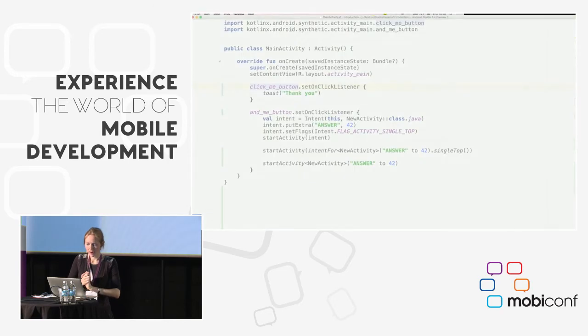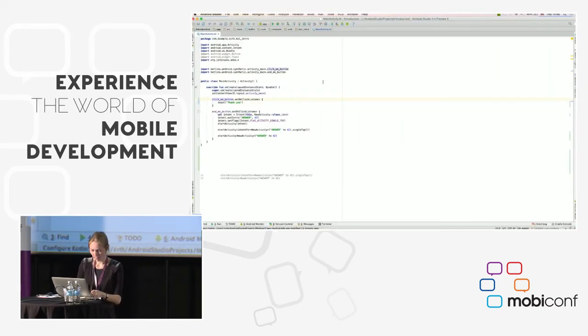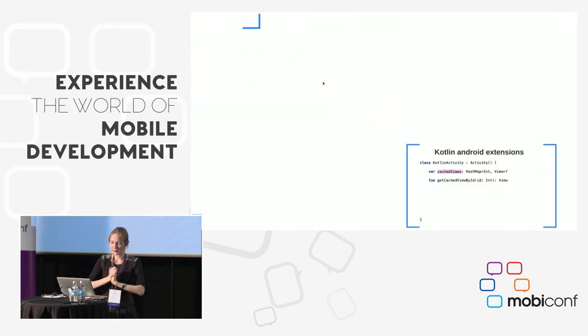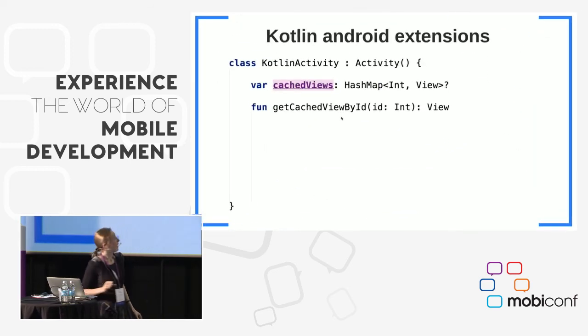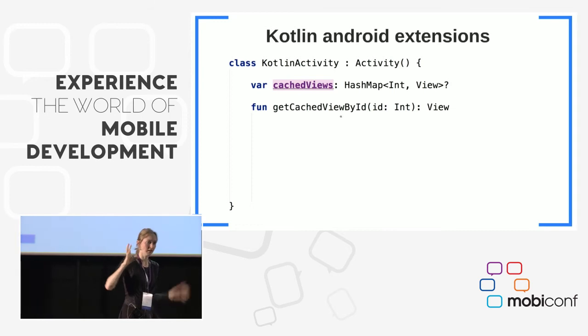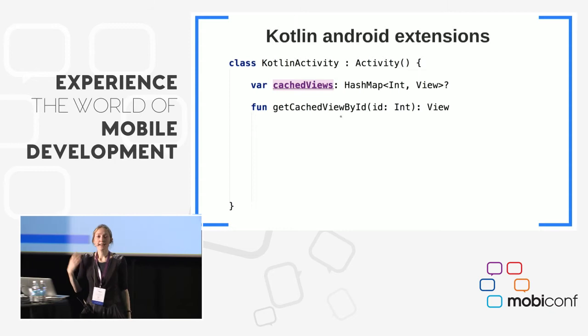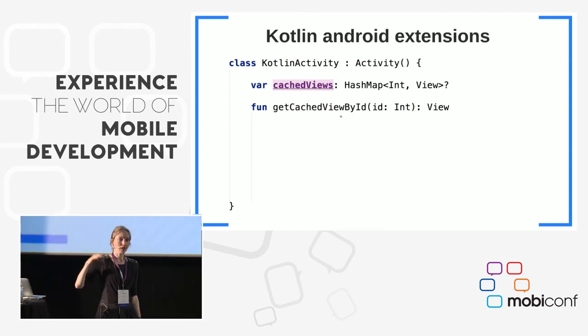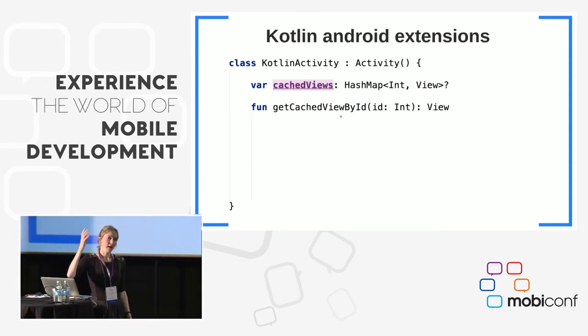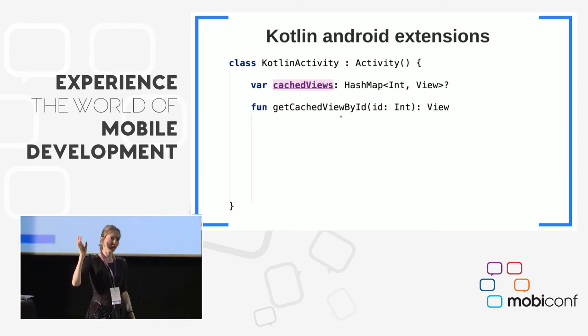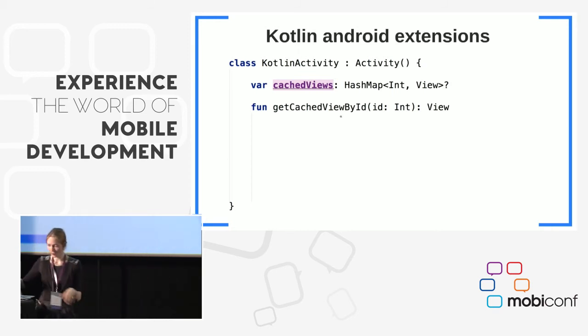Okay, then I want you to explain a bit more how it actually works. This slide again explains how accessing these views in a short, concise syntax works. In every Kotlin activity, a special cache is generated that stores the correspondence between IDs that are declared in your XML files and actual views.